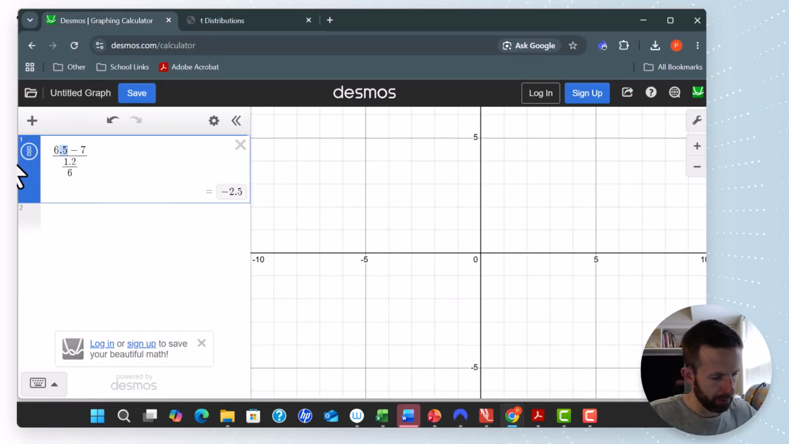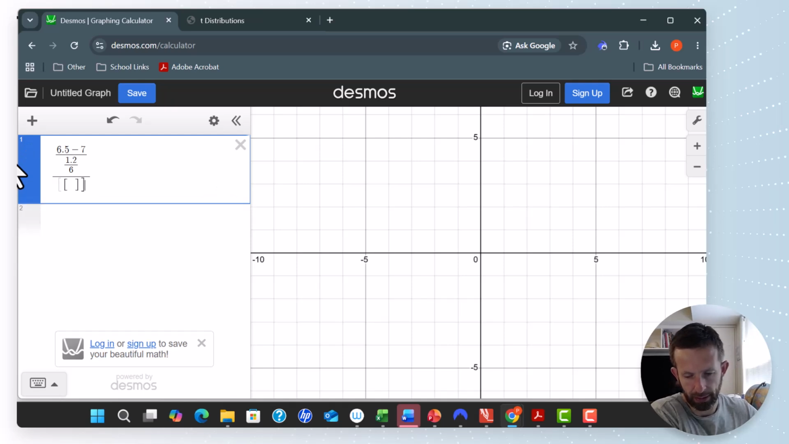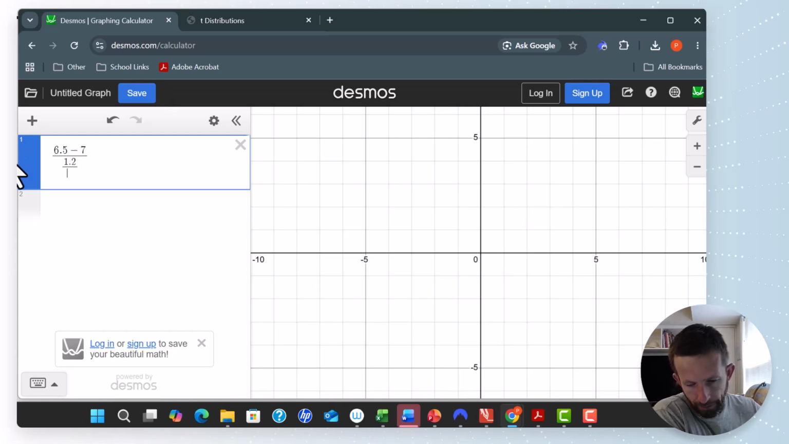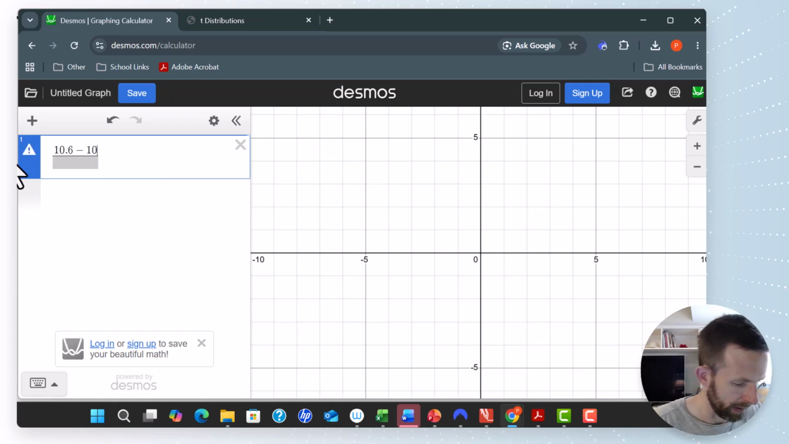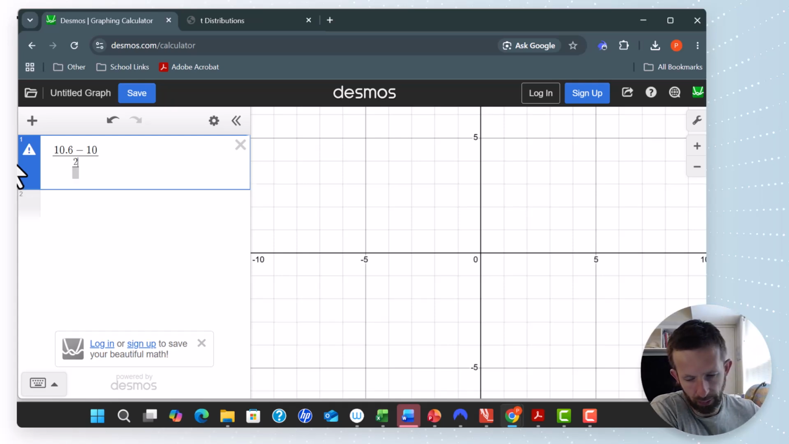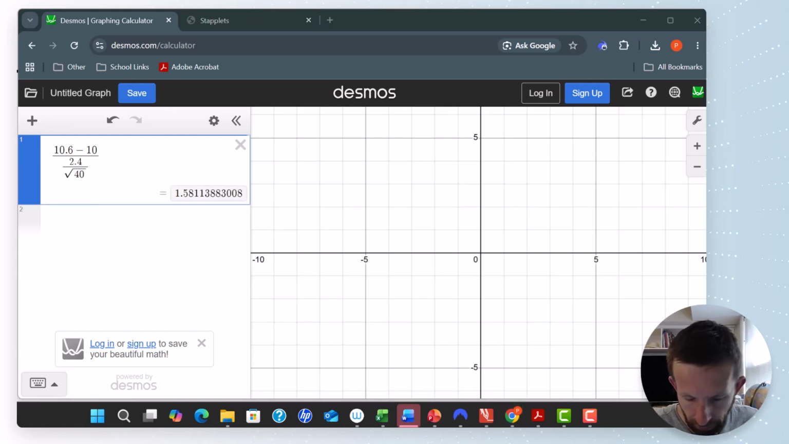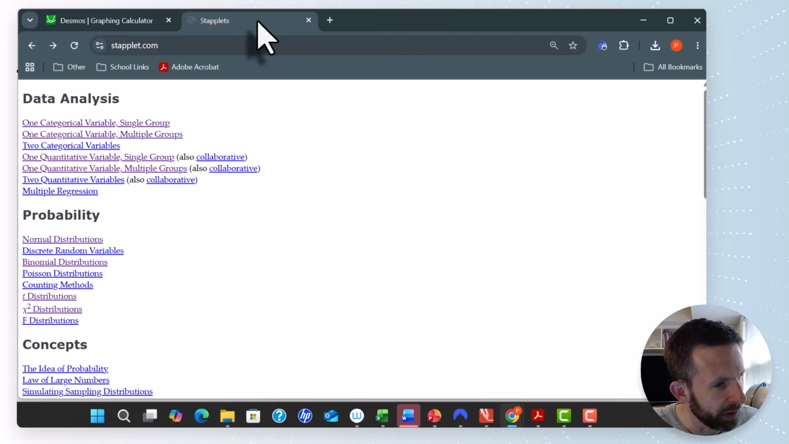So I want to set up 10.6 minus 10 divided by 2.4 divided by the square root of 40. So I'm at 1.581. So I want to go to Statplet.